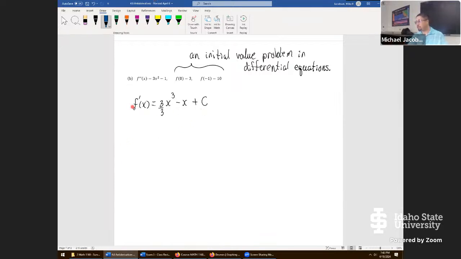So take another antiderivative. Oh, and before going to f of x, I seem to forget this step a lot. You definitely want to simplify that just to clean it up a little. Let me write in that step. F prime of x is equal to x cubed minus x plus a constant. Okay, we're in better shape now. Now let's find our antiderivatives.